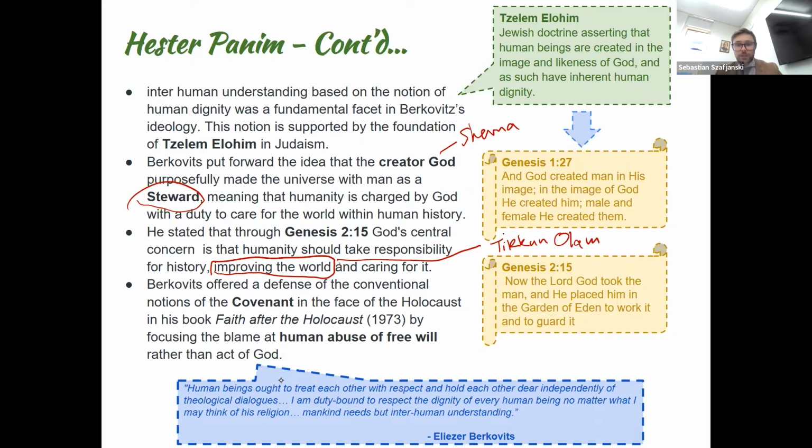I am duty bound to respect the dignity of every human being, no matter what. Dignity of every human being, linking back again to that idea, as we saw earlier, of Tselem Elohim. I apologize for my writing, ladies and gentlemen, I'm just writing flat, so it's difficult. No matter what I may think of his religion, mankind needs but interhuman understanding. He was saying that's the number one thing we need as a result of this.